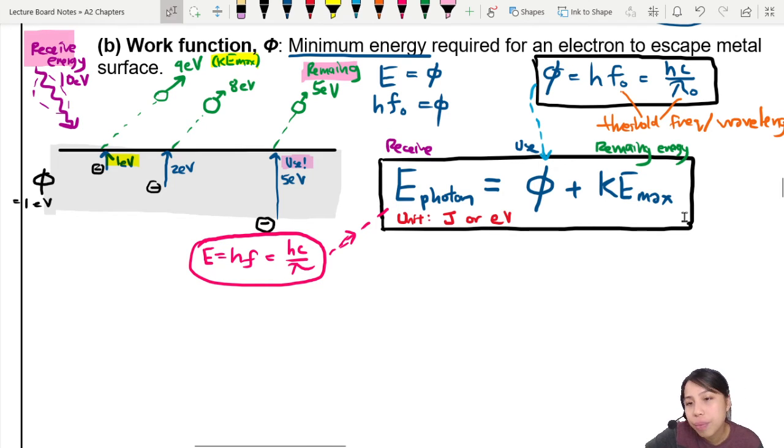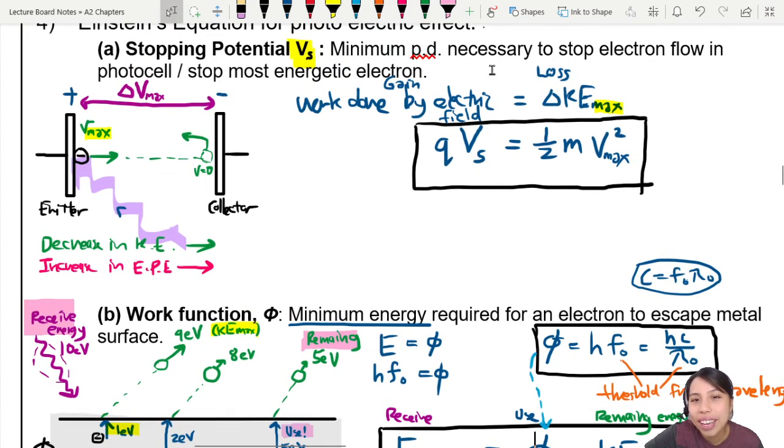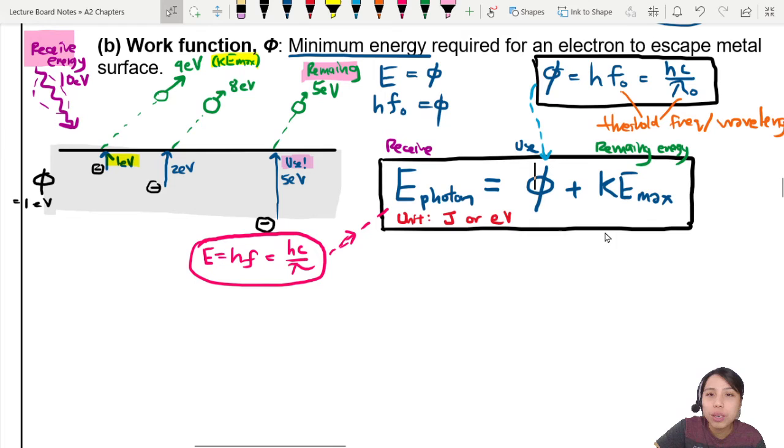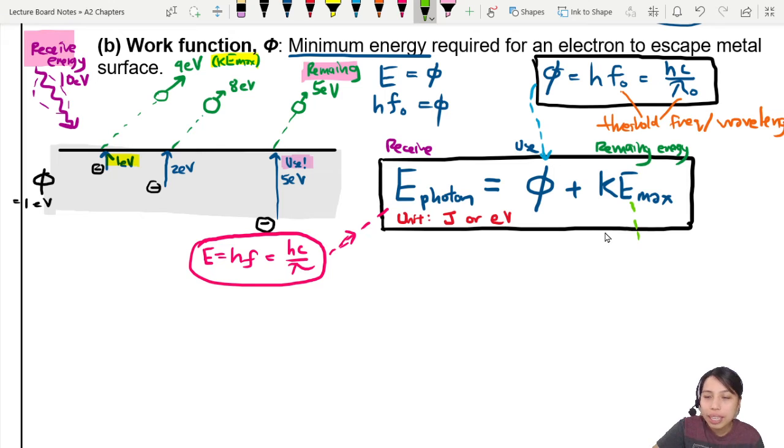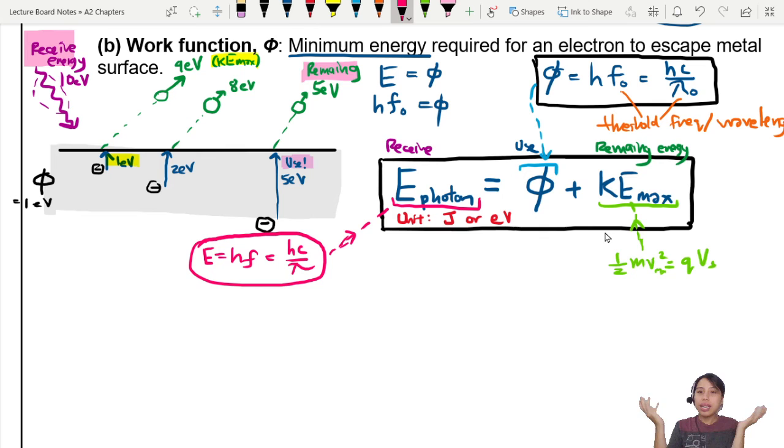How about KE max? We looked at this previously: work done by the electric field. So here also you can substitute in. This kinetic energy you can calculate with some other equation such as half mv squared, of course, or you can use QV stopping, the maximum kinetic energy and stopping potential. So you can substitute in more stuff here, and for the photon energy as well. Put all the equations together and know how to use all of them. Don't memorize, make sure you understand it.